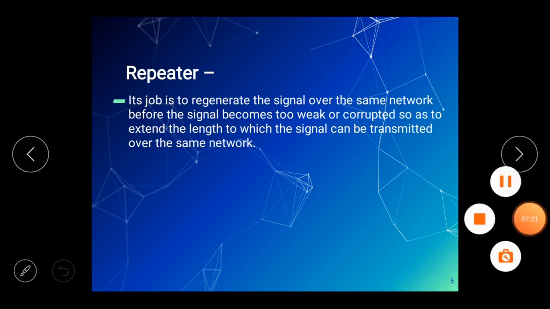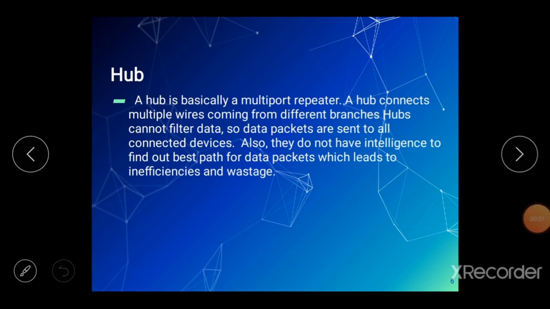Now moving forward, we have another network device called a hub. You can say a hub is a multi-port repeater, whereas a repeater has only 2 ports, meaning it can be attached to only 2 systems. A hub can be attached to more than one system. A hub is used within a network.